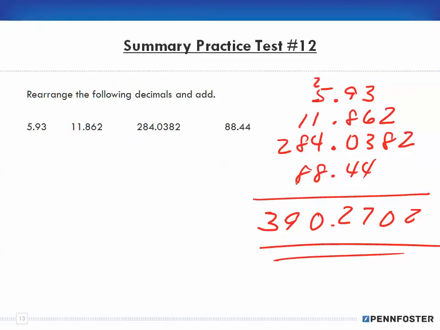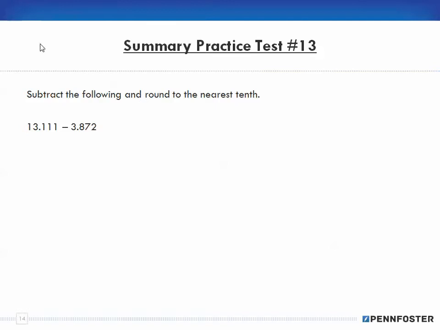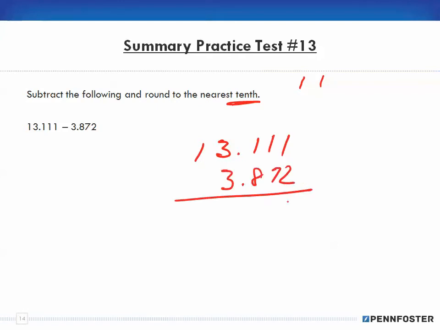Anyway, you'll get used to it if you practice it. All right, 13. Subtract the following and round to the nearest tenth. So that means I have a tenths position and I have a hundredths position. All right, so subtract 13.111. I'm going to subtract 3.872. And then I'm going to round to the nearest tenth.